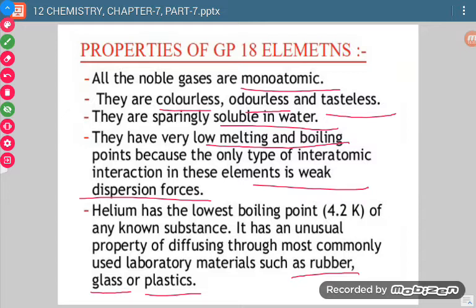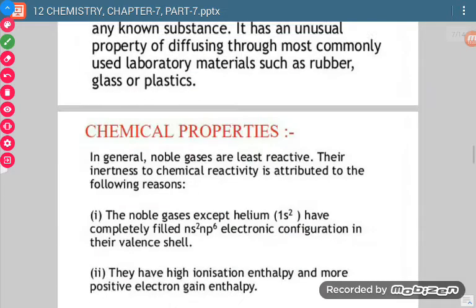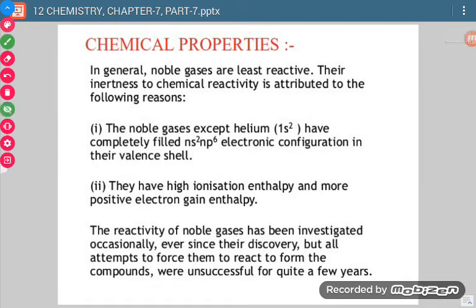It has the lowest boiling point. So this is its rare property which we must know. Its boiling point is 4.2 Kelvin, which is very low. So helium has the minimum boiling point, you can remember it like that, 4.2 Kelvin, not Celsius.